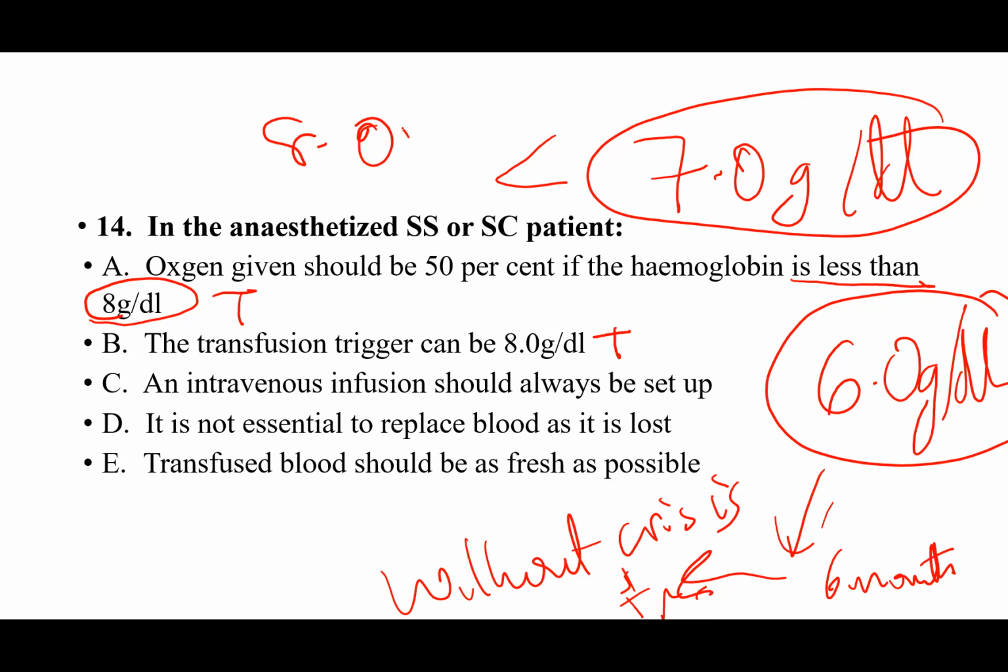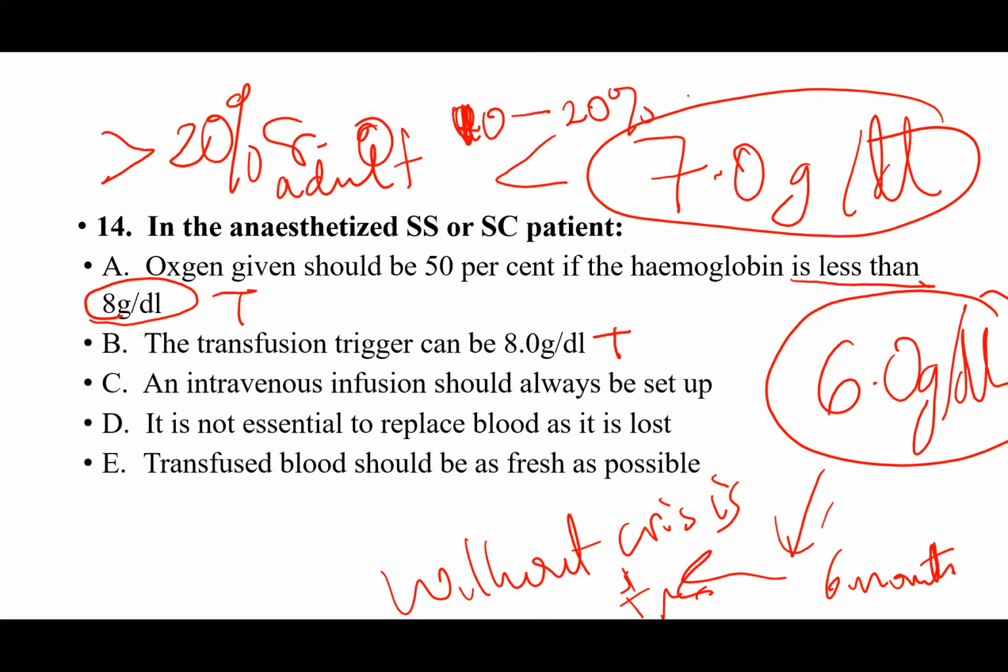But this varies. In elderly patients, you can't use that because of their comorbidity and the physiological changes of the cardiovascular system. So it's between 10 to 20%. For adults, it is greater than 20%, and in the elderly, between 10 to 20%.